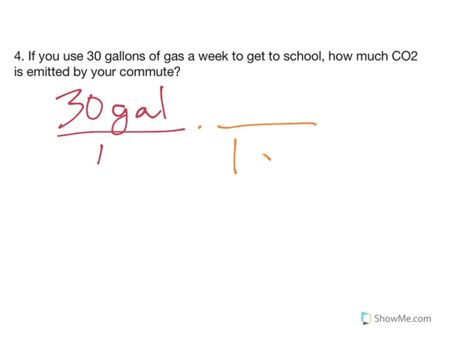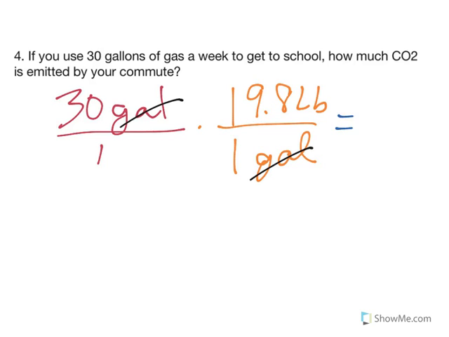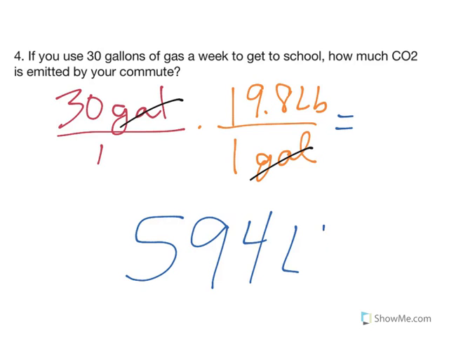Well, we know from what we just figured out that 1 gallon is 19.8 pounds of CO2. We got that from before. So that makes my gallons cancel out, and now I multiply across, and in your commute for that week, you will produce 594 pounds of CO2, which is kind of impressive. So right now, I want you to hit pause. I want you to try 5, 6, and 7 on page 107, and then come back.